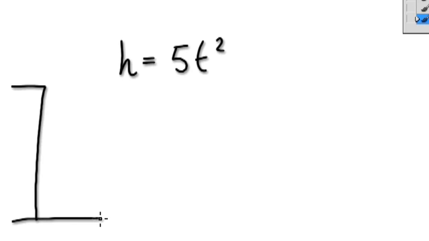In the previous video, I gave you this formula here: h equals 5t squared. Remember, you're standing on top of a building, dropping a cannonball off here, and it takes 3 seconds to hit the ground. You can actually find out the height of the building by working out h.